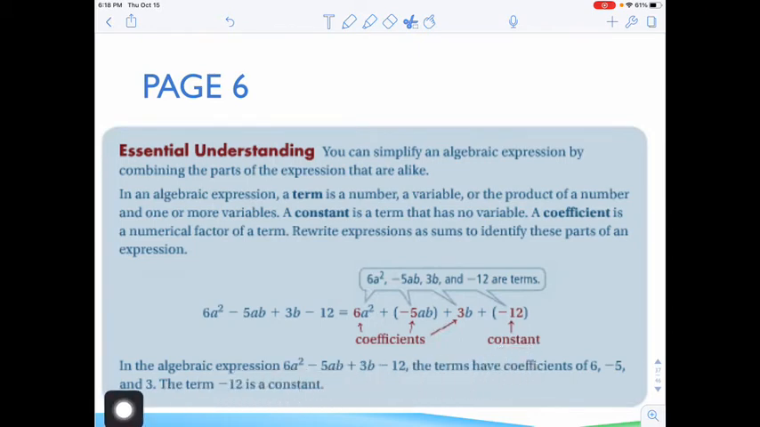In the algebraic expression 6a squared minus 5ab plus 3b minus 12, the terms have the coefficients of 6, negative 5, and 3, and the term negative 12 is a constant. Notice every time there is a break, whether it's a minus or a plus, that gives us a new term.